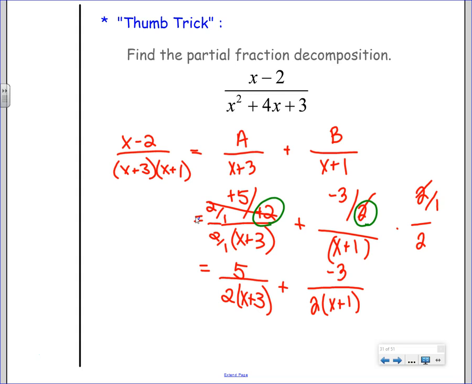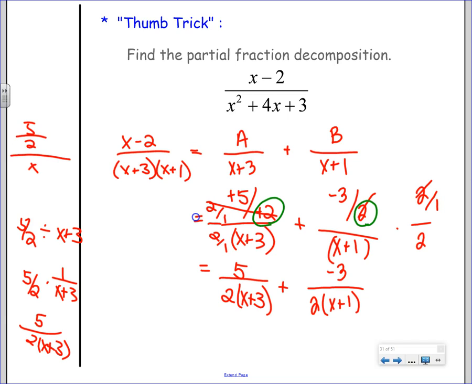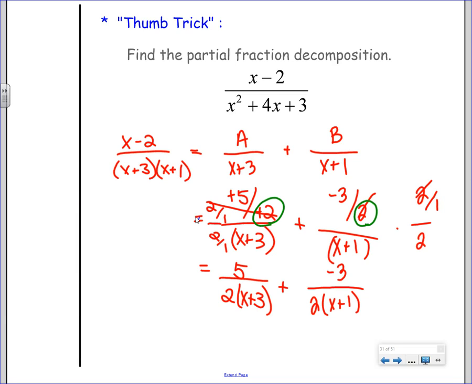If you don't like that, you could think of 5 halves as getting divided by x plus 3. So 5 halves is going to get multiplied by 1 over x plus 3. So 5 is going to be over 2 times x plus 3. Another way that people do it is 5 over 2 all over x plus 3 over 1. Some people do this trick: that's the top, 5, that's the bottom, 2 times x plus 3. There's lots of ways for complex fractions. I'm just trying to stay consistent with my way. This would be the final partial fractions.